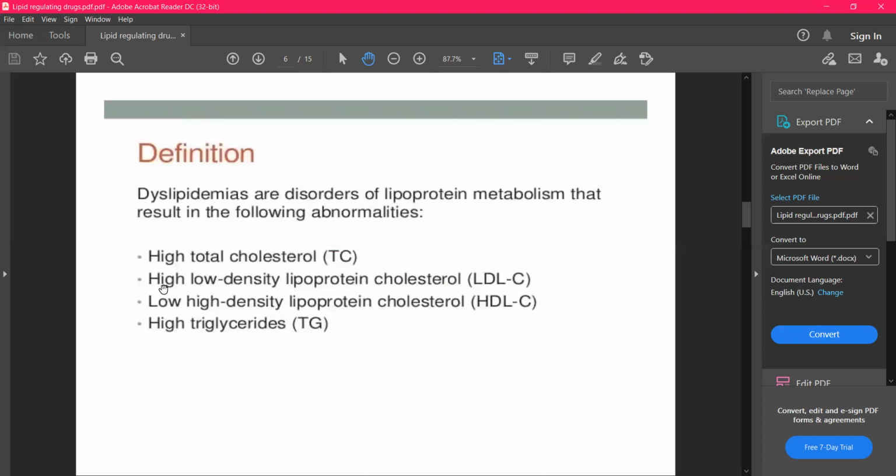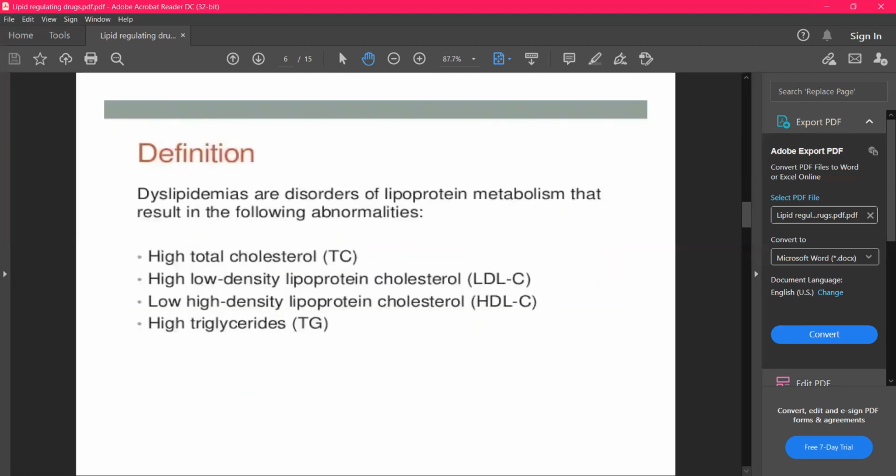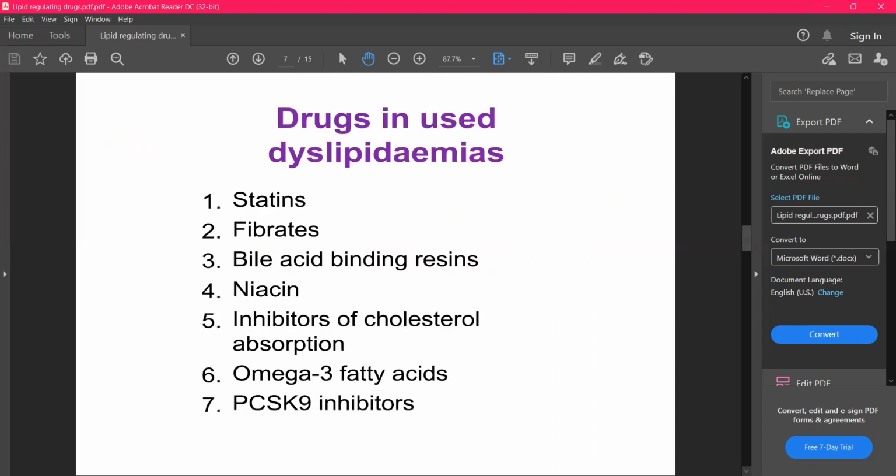If you could recall what I spoke about here, cholesterol synthesis, about having high glucose levels affecting your cholesterol synthesis, then you can understand how diabetes mellitus plays a role here. Then what are the other ones? Hypothyroidism, alcohol consumption, chronic renal failure, certain drugs. These can cause secondary dyslipidemia.